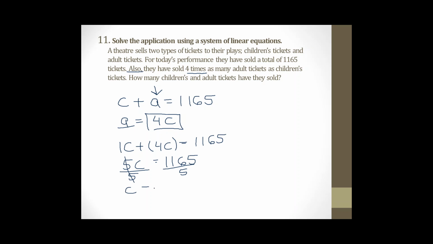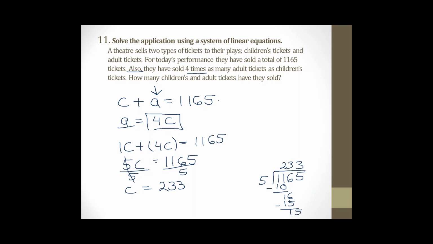C equals, you can use a calculator or you can do the old school way of long division. So 5 goes into 11 two times, which is 10. Subtract, 1 left, bring down the next one. 16, 5 goes in 3 times, which is 15. Subtract, 1 left, next one down is 15, and 5 goes into 15 3 times. So my children's tickets were 233. I found my C, now I should be able to find my A.